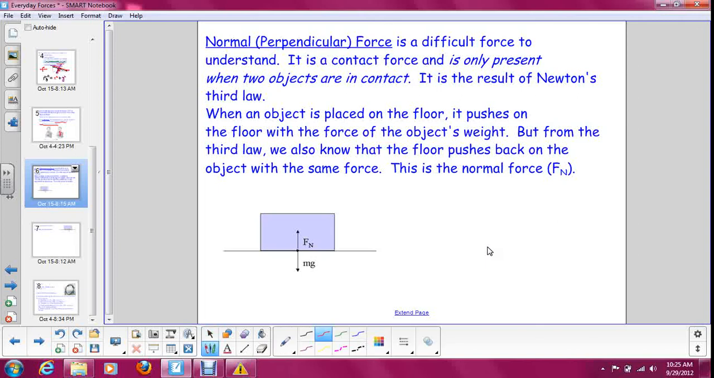So normal force is a contact force, and it's only present when two objects are in contact. And this force comes about because of Newton's third law. When an object, like this box, is placed on the floor, it pushes on the floor with the force of the object's weight, right? We know that. This box, even though it's not moving, is being pushed down by the force of gravity.